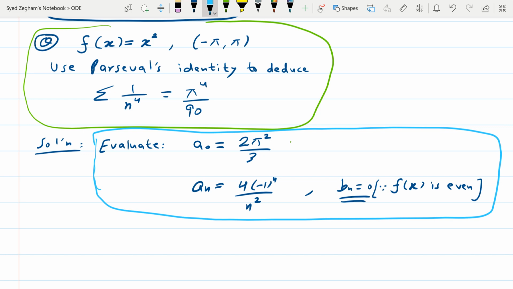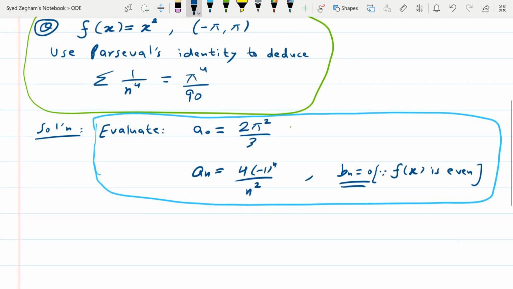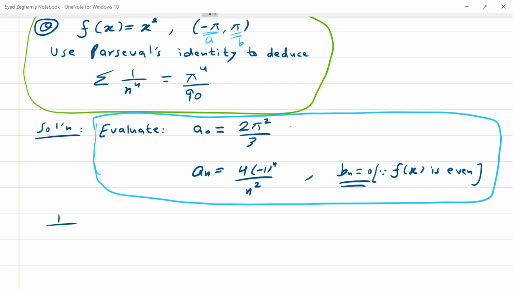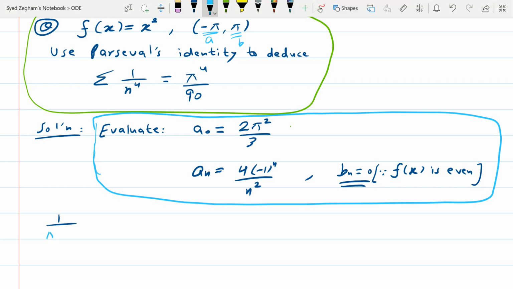A naught we have, an we have, and bn will be 0, so that's not into consideration. Okay, now let us write the Parseval's identity. What is the Parseval's identity? 1 over b minus a. Now, this is my b and this is my a, right? So 1 over b minus a, that will be pi.